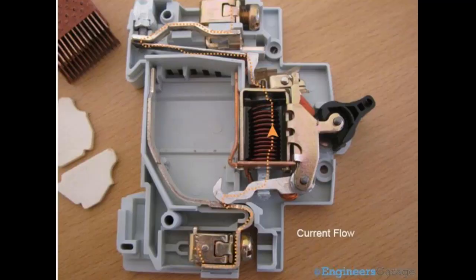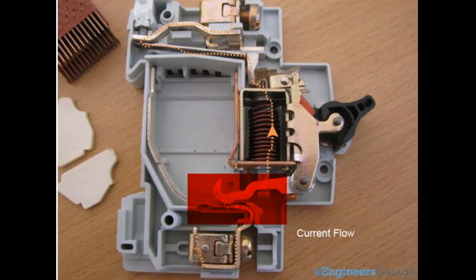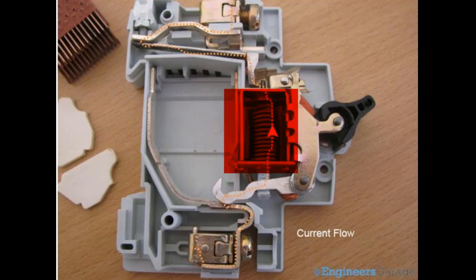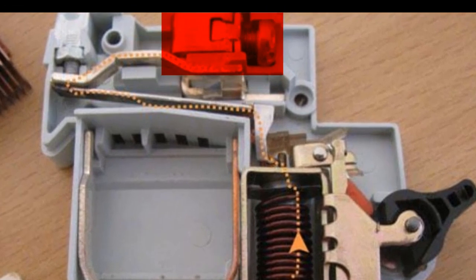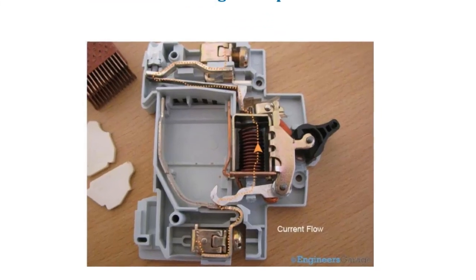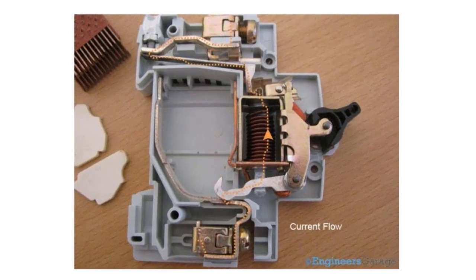See in this figure, first current will enter this input terminal of the circuit breaker. Then it will pass through the fixed contact and then to the moving contact, and then the moving contact passes it to the trip coil, and this trip coil passes it to the bimetallic strip, and at last this bimetallic strip transfers it to the output terminal. So this is the operation of the circuit breaker under normal condition.